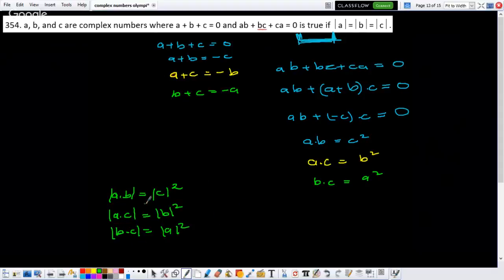Here I'll leave one of them alone. I'm going to continue with this one. The others are going to be an example for us. I'm going to leave A times B modulus: the modulus of A times the modulus of B is equal to the modulus of C squared, which means the modulus of A is equal to the modulus of C squared over the modulus of B.